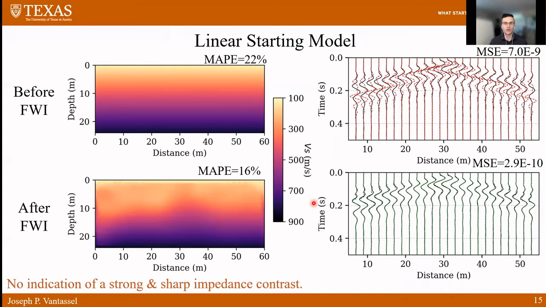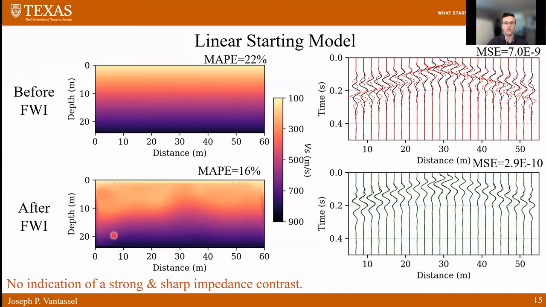The second model we're going to look at is the linear starting model. So that's what's shown here in the upper left. You can see the relative disagreement between the true waveforms and those generated from the linear model. However, the full waveform inversion was successful here. We're able to recover an after full waveform inversion model. And we can see on the lower right that the waveforms between the true model and the after full waveform inversion model agree extremely well.